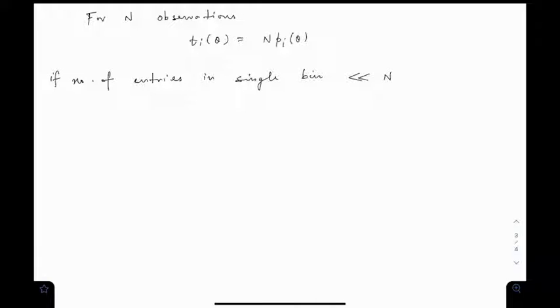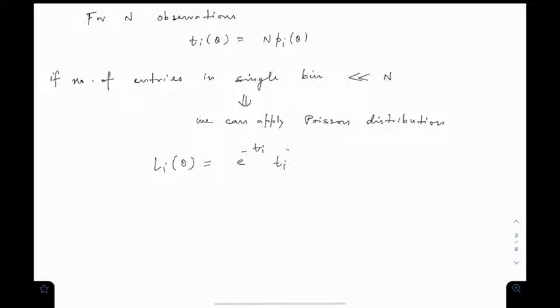So in such cases, we can apply the Poisson distribution. Let's say the likelihood for Ti expected and Di observed entries according to the Poisson distribution is given as L_i(theta) = e to the power minus Ti times Ti to the power Di by Di factorial, where Ti is the expected entries and Di's are the observed entries.